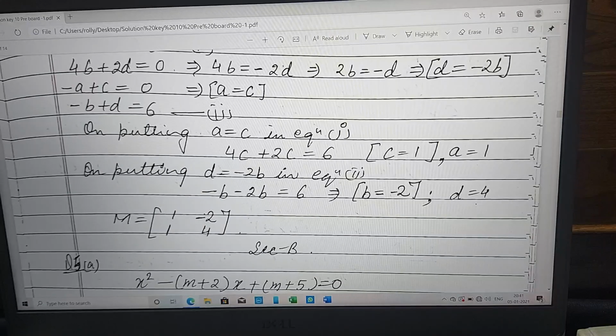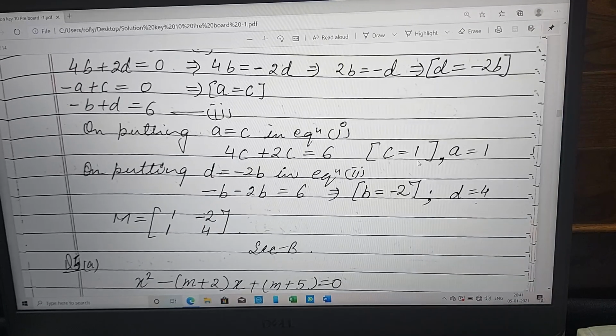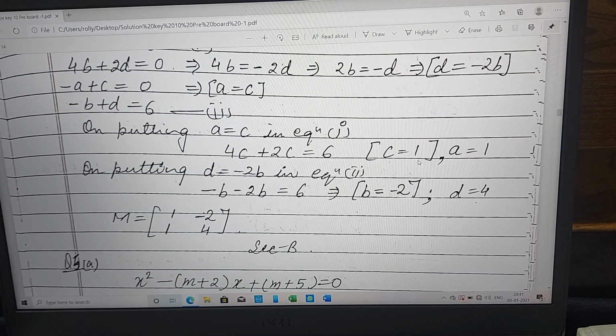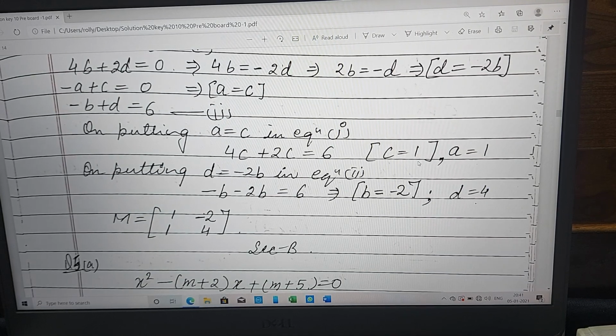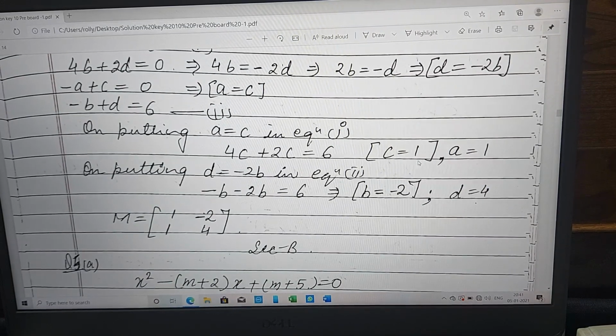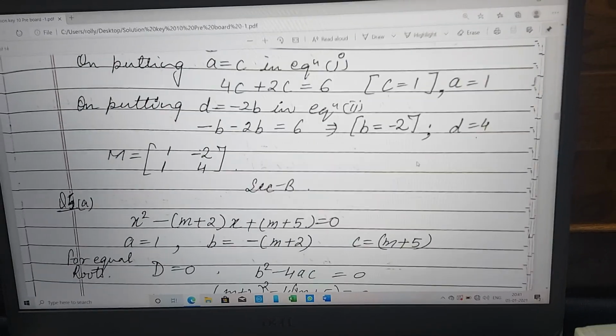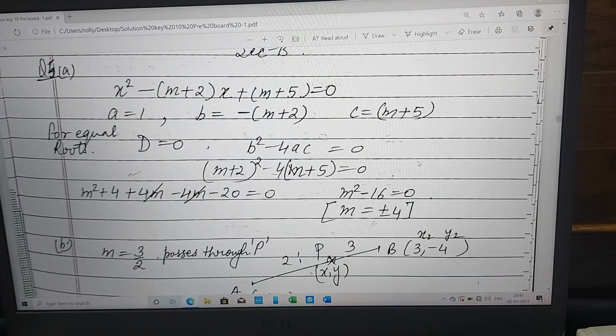If you do not write in this manner, if you write A is equal to 1, C is equal to 1, B is equal to -2, D is equal to 4, and the matrix is not written, then you will lose the marks. You are supposed to write the matrix also.